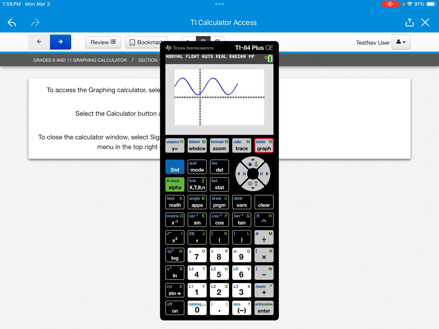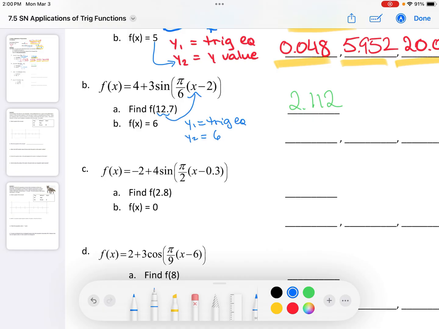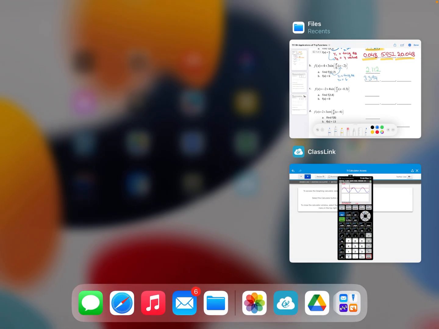Okay, graph this, and we can see on this window there are definitely 3 positive solutions visible. So second trace, 5 for intersect, first curve enter, second curve enter, guess, scroll close to that first positive solution, hit enter. 3.394 is that first solution. Keep going.